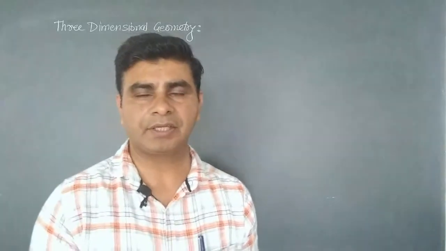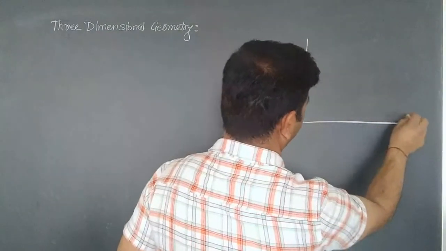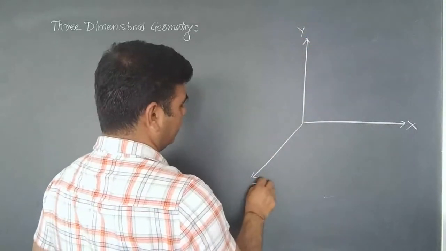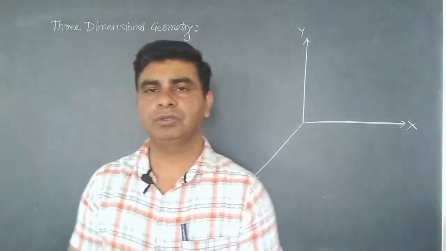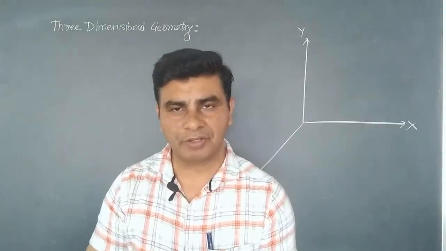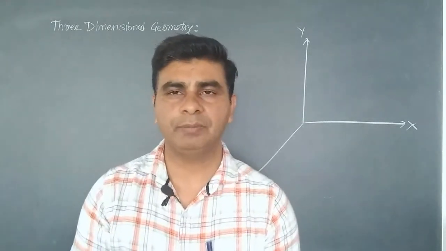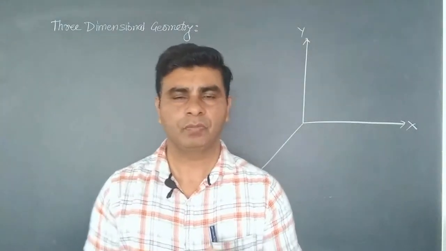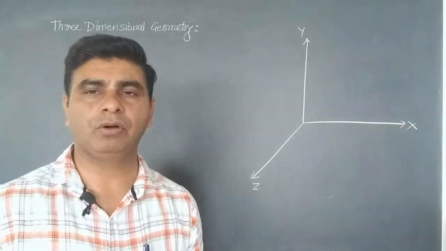3 axes, x-axis, y-axis, z-axis taken together is known as 3-dimensional geometry. This is your x-axis, this is your y-axis, and this is your z-axis. 3 axes taken together is known as 3-dimensional geometry, and also this is the geometric setting in which we require 3 values to determine the position of an element or a point. So mainly the 3D is used to determine the position of any element or any point.